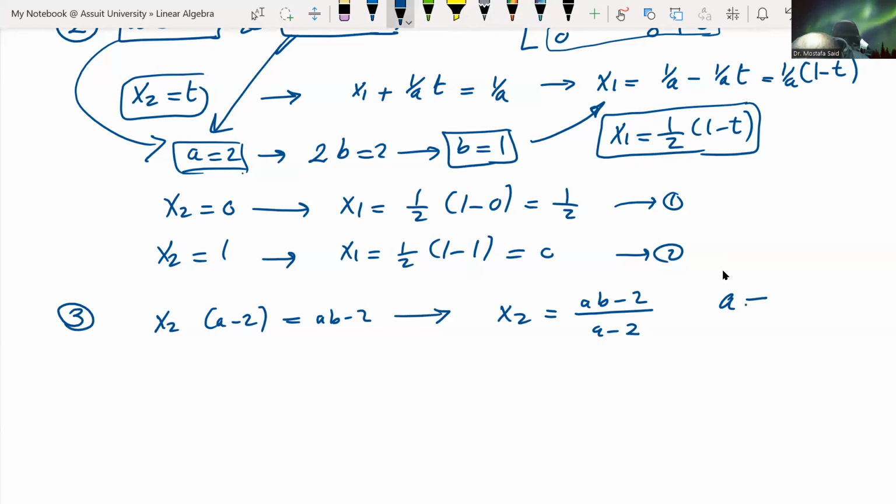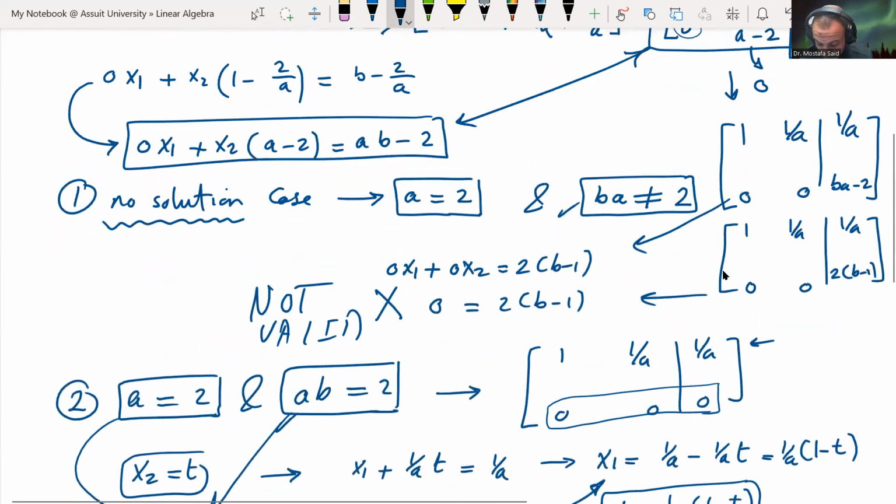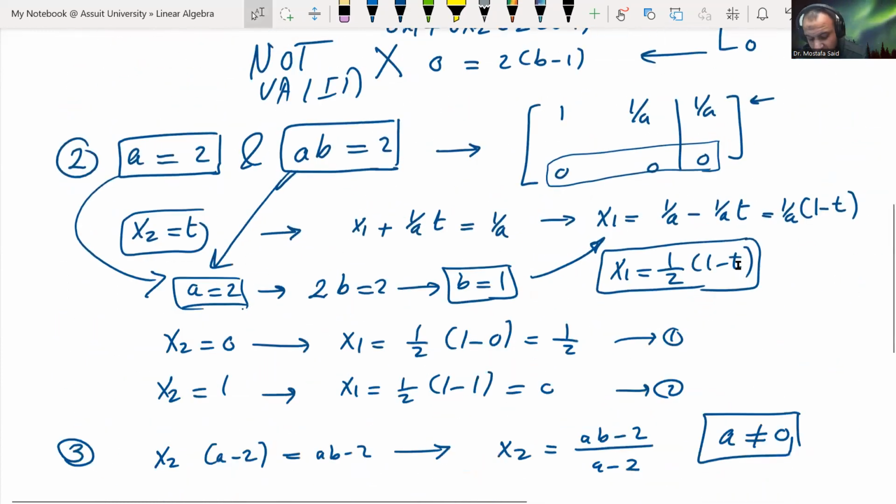And in that case, a doesn't equal 0. This is a very strong condition here. If a equals 0, this will lead us to either a no solution case in which ab doesn't equal 2, or an infinite solution case in which ab equals 2, like what we found here. When we assume ab equals 2, we get the infinite solution case. When we start with a equal to 2 and ab doesn't equal 2, we get into the no solution case.